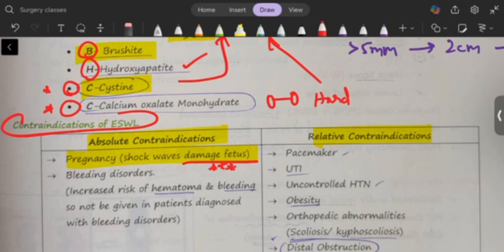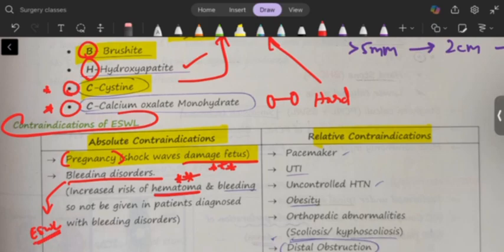Other condition where we should not use it absolutely is bleeding disorders, because just like I said, this shock wave which we are giving can damage the tissues also, and that can lead to increased bleeding. One of the complications was hematoma. Other than that, if there is a tendency to bleed already, even with minor bleeding there won't be any clotting mechanism, and because of that the patient will suffer excessive bleeding. So in bleeding disorders we will avoid ESWL.